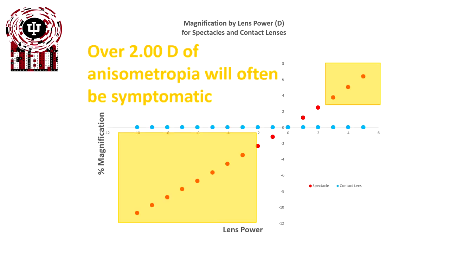The real problems for most patients occur when there's more than 2 diopters of anisometropia. This will often cause them to be symptomatic. And at that threshold, we're reaching about 3% image difference between the two eyes, and no longer can the brain combine those two images once they get to that different of a size.